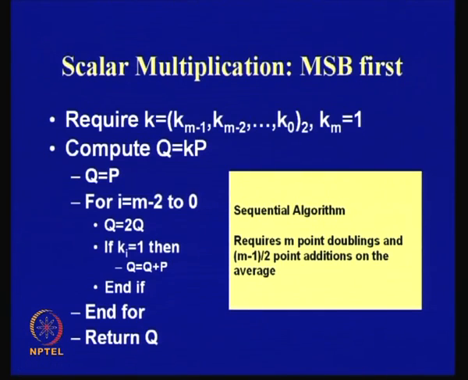Okay. What about the number of additions required? Generally, if you assume a random k, the k will have half number of 1s and half number of zeros, if I consider the average complexity of this algorithm. In that case there will be (m minus 1) by 2 point additions which are necessary. So, that is the rough cost of this algorithm.